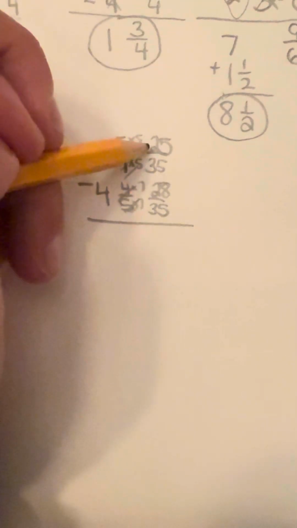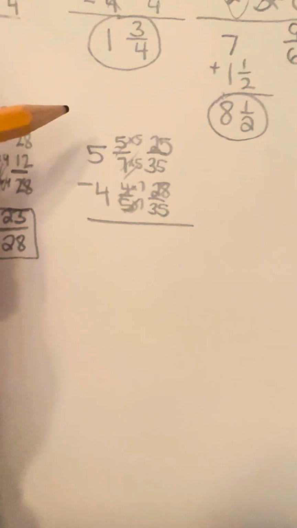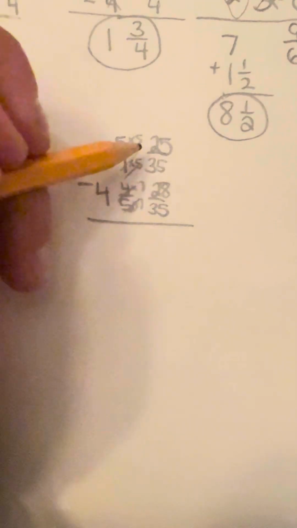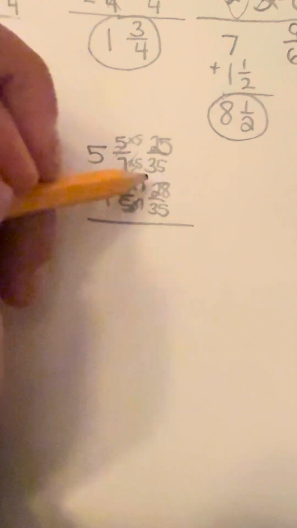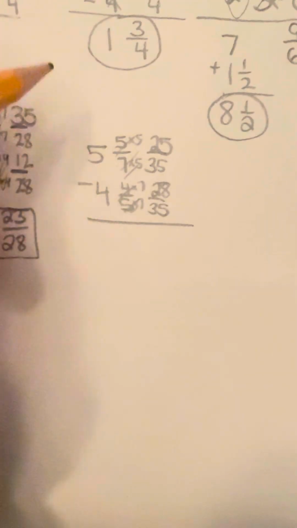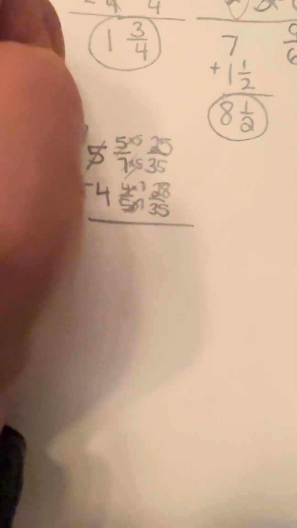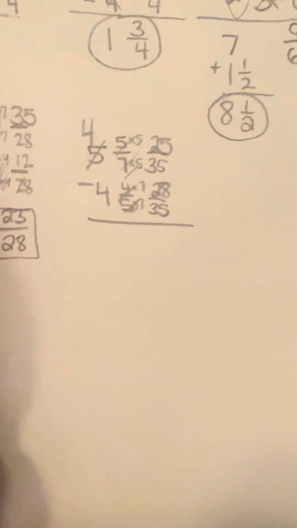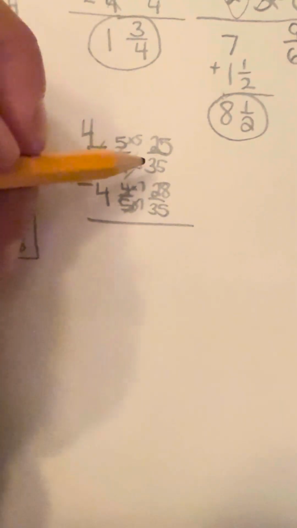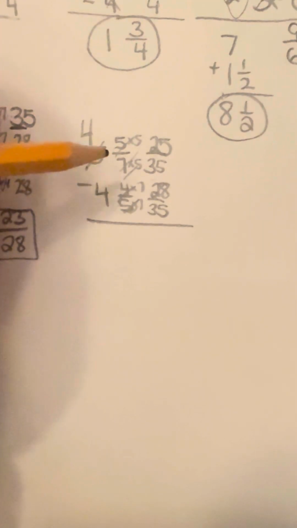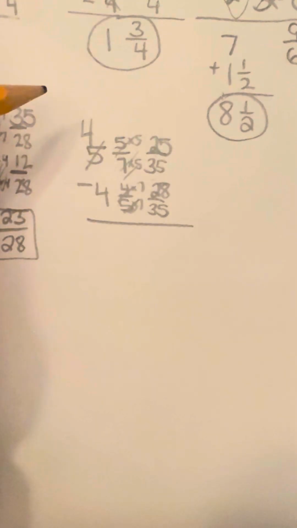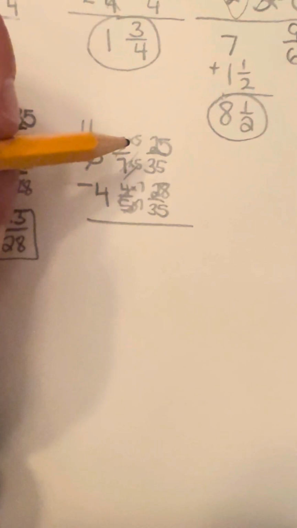So I don't have enough to take away from the 25 here. I don't have enough to take the 28 from it. So I need to do the same thing. I need to borrow from 5. I'm going to take 1 away, making that 4. And because this is 35, I'm going to take 35 35ths, and I'm going to add that to this right here, because that's one whole of what we've got here with this fraction. So 35 35ths plus 25 35ths is going to end up totaling 60 35ths.